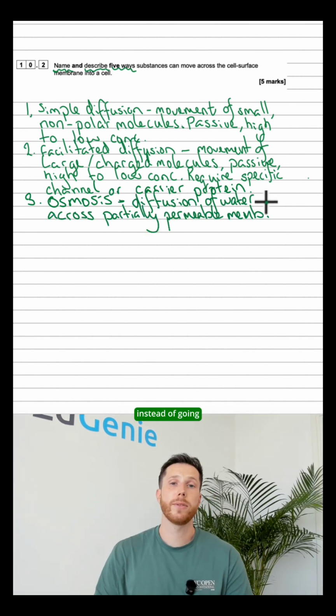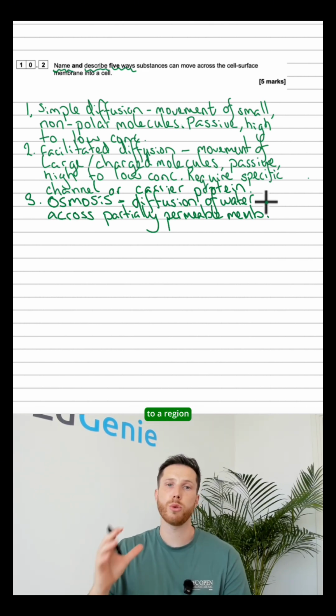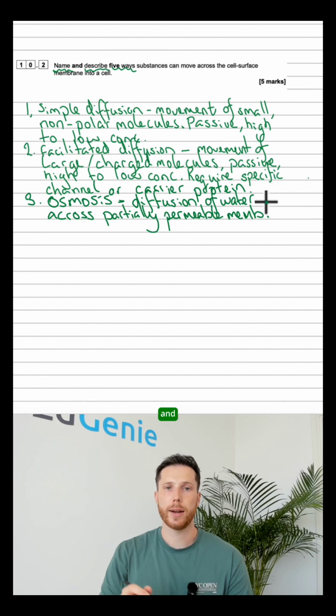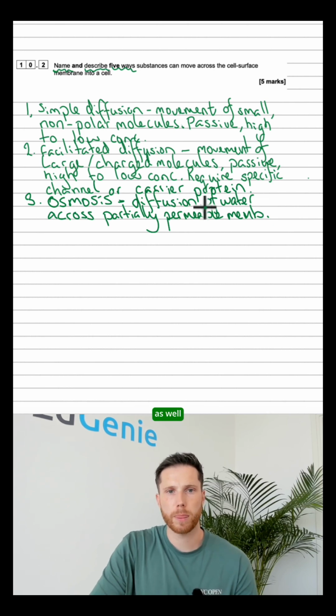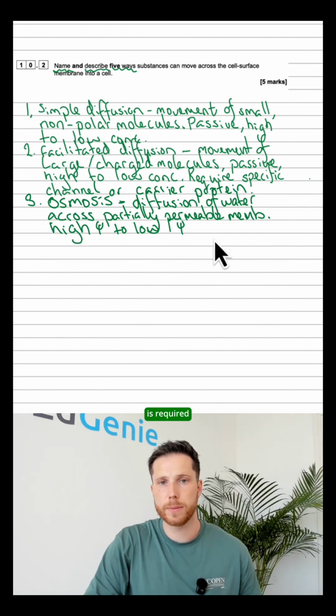And we also say that instead of going from a high to a low concentration, it goes from a high water potential to a region of low water potential. And I'll show you the symbol for water potential as well. And this process again is passive, so no energy is required.